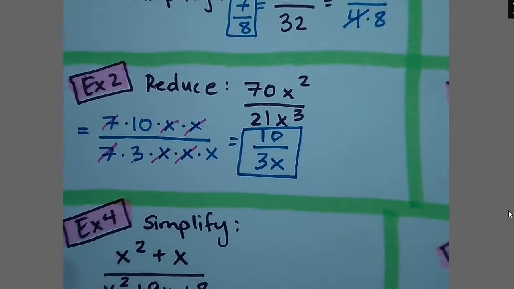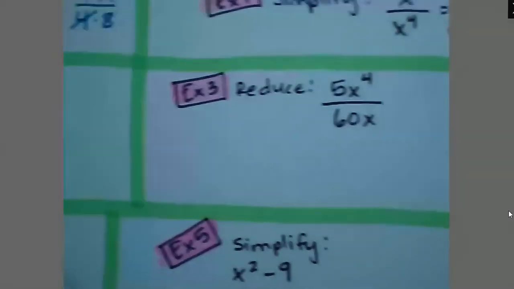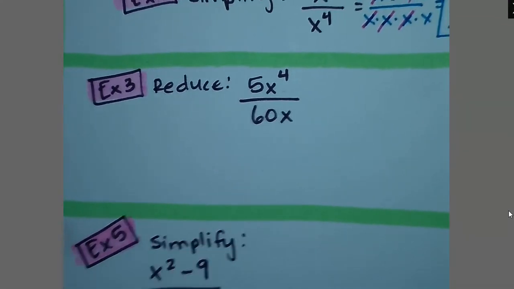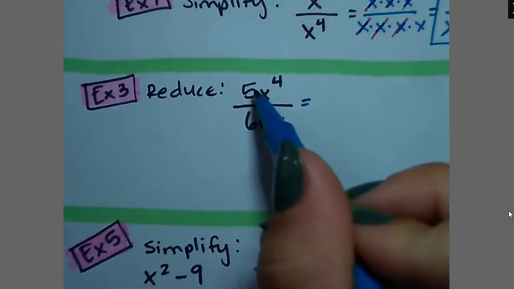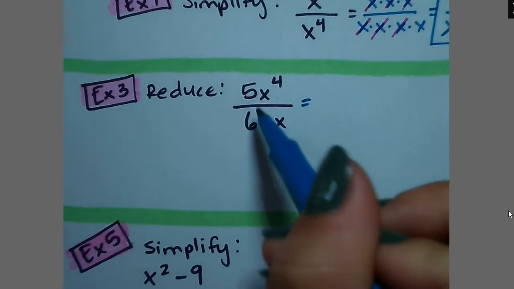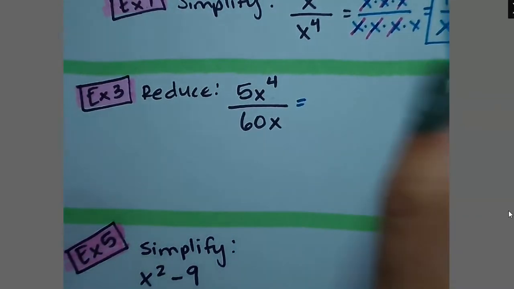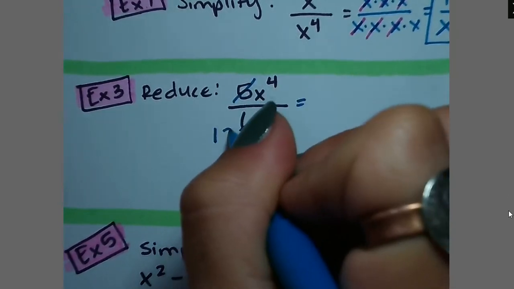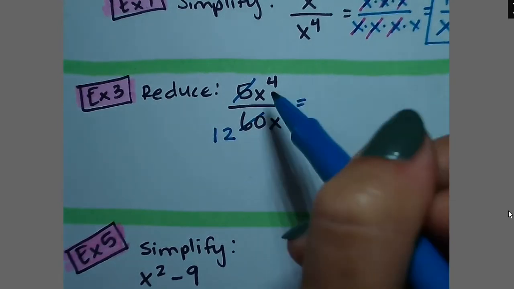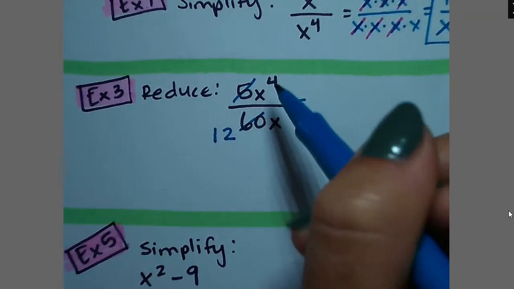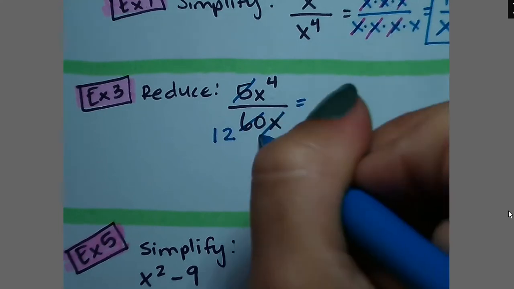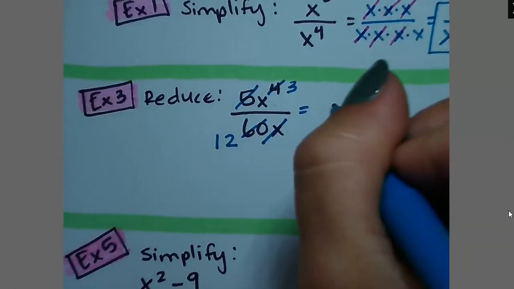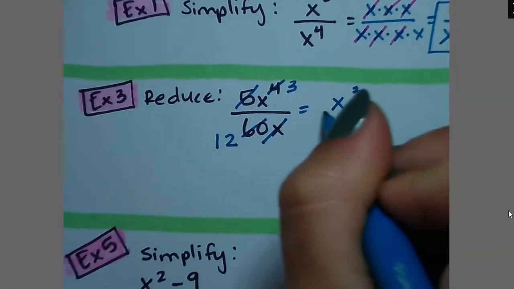Okay, so let's do another one. Example number 3. This one I'm going to show you how I just do this in my head. So I know that 60 is divisible by 5. It's 12 times 5. So I know that that 5 is going to go away, and that this 60 is going to become a 12. And I know that there are 4 x's on top and 1 on the bottom. So one of these x's is going to be canceled out, so this is going to become x to the third. So my answer to this problem is really going to be x to the third divided by 12.